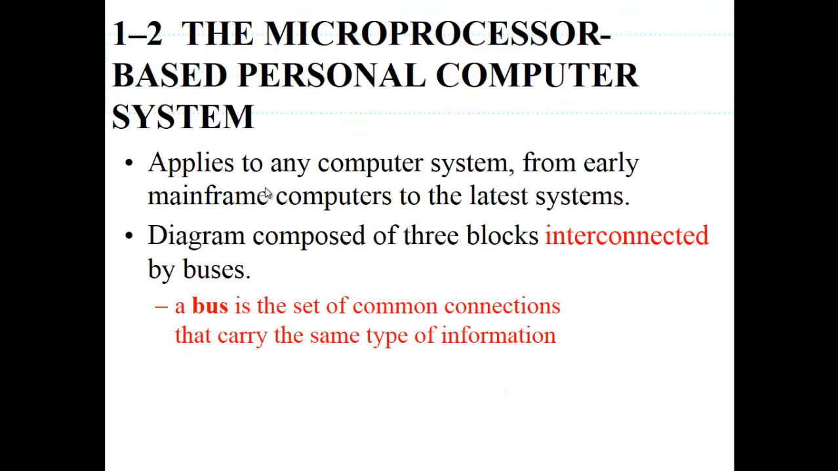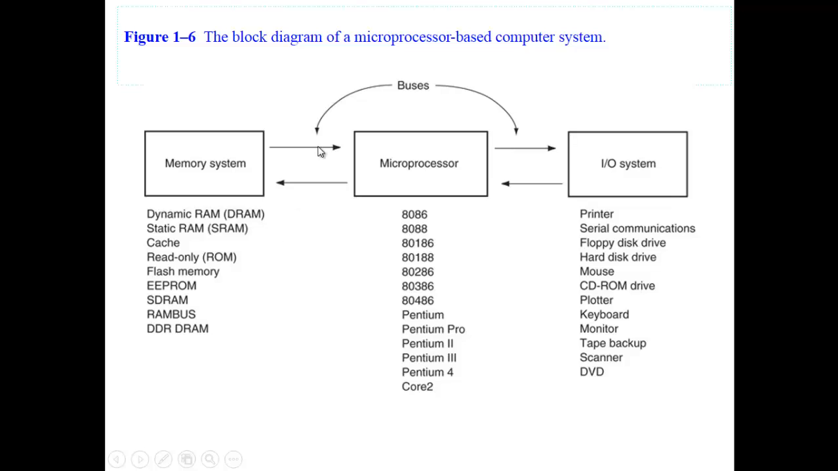After the brief introduction about the history of the computer, let's move to the second part of this chapter. The second part of this chapter is the microprocessor-based personal computer system. This part is very, very important. Please remember this diagram. This diagram is a microprocessor-based computer system.